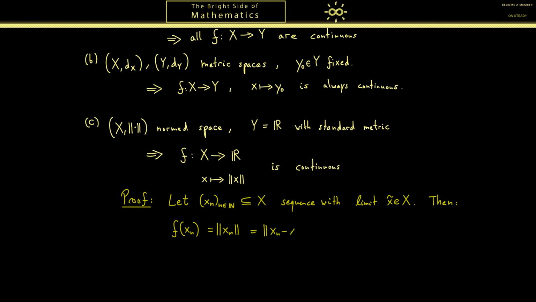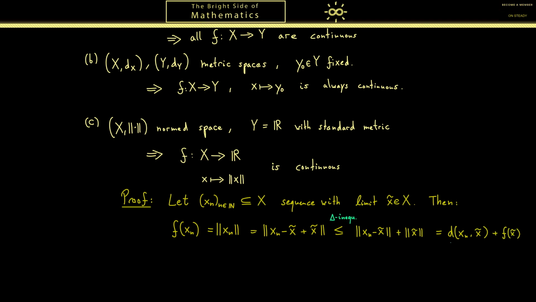It has a limit. So what I do is subtract the limit and add it again, so we add a 0 here inside the norm. We do that because then we can apply the triangle inequality. So I write xn minus x tilde in the norm plus the norm of x tilde. And then we know the first part is just the distance between xn and x tilde, and the second part is just f of x tilde.